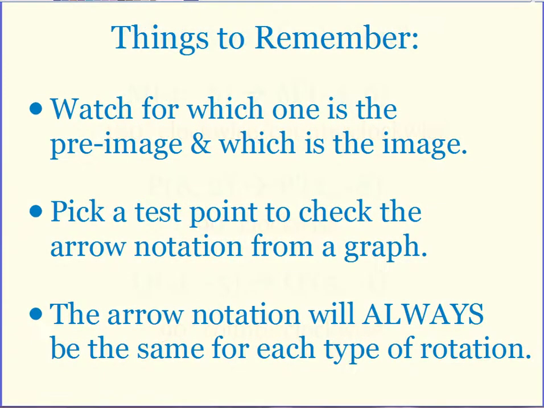To wrap up, some things to remember. Be sure to be really careful to watch for which object is your pre-image and which is the image. I would recommend picking a test point to check which arrow notation is most appropriate for your graph. And don't forget, the arrow notation will be the same for each type of rotation regardless of where the original object began.